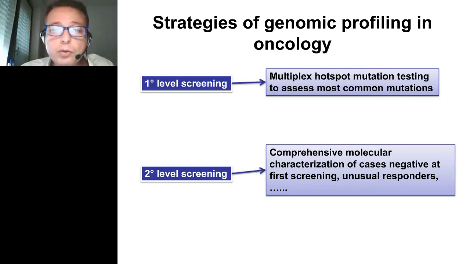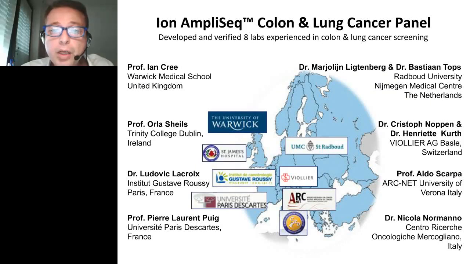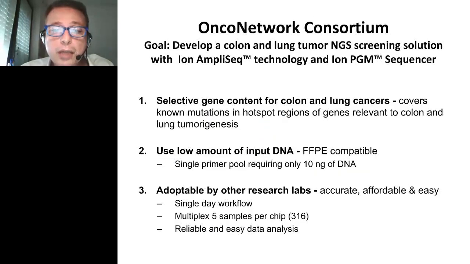In addition, we wanted to develop an assay that could work using a very small amount of input DNA. In particular, it was able to work by using DNA derived from formalin-fixed paraffin-embedded tissue. And finally, we wanted to generate a panel that could be adapted by other research labs, so it should be accurate, affordable, and easy. This is one of the reasons why we tried to multiplex as many samples as we could in the same chip. In the first set of data that I will show you, 5 samples have been multiplexed in a 316 chip.